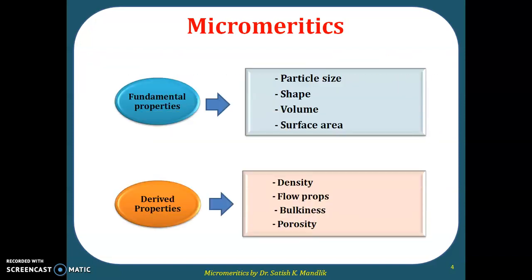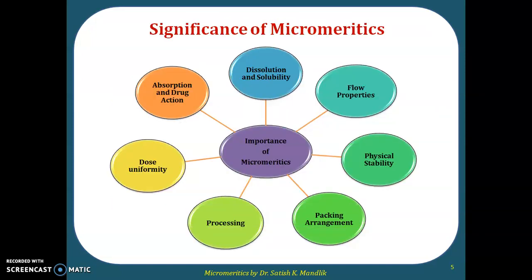Let's see in details. The different fundamental properties studied under micrometrics are particle size, shape, volume, and surface area, whereas density, flow properties, bulkiness, porosity, packing arrangements are the derived properties.